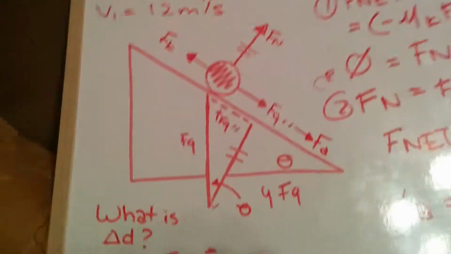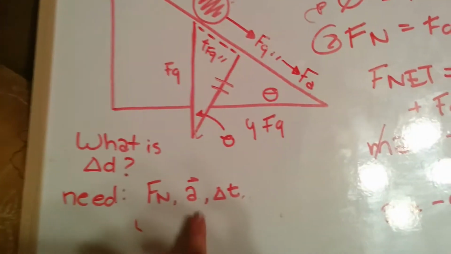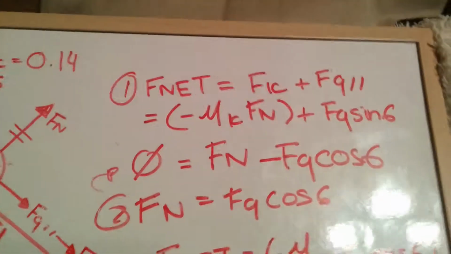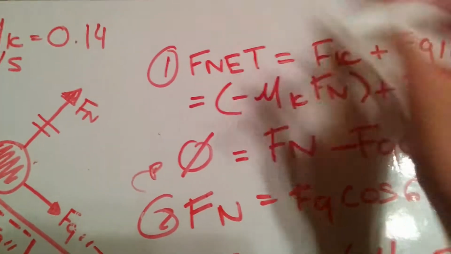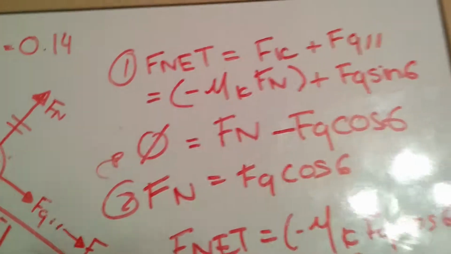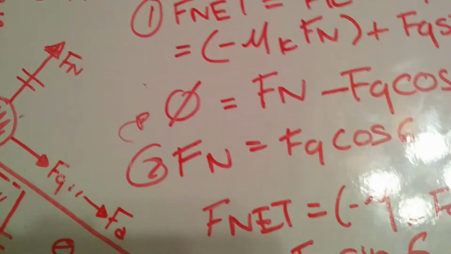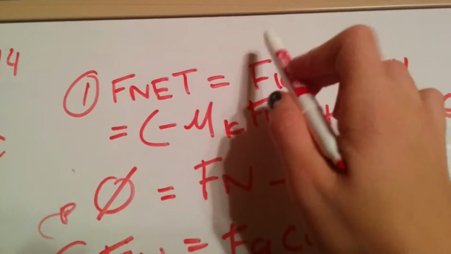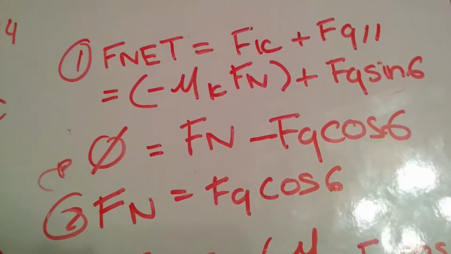And what we have to do before we find delta D itself is calculate the force of the normal, the acceleration subjected to the sled, and the time. So what I have are these two first equations, and this is basically the horizontal F net, and this is the vertical F net. Now, we don't know what the horizontal F net is because clearly it's moving downward, so it can't be zero. But we do know that it is the force of kinetic friction added with the force of gravity that is parallel to the slope.